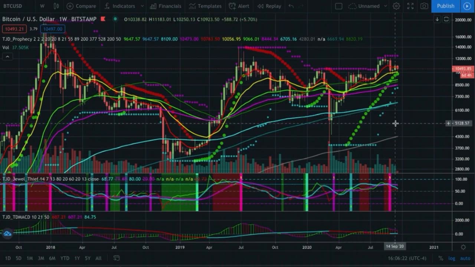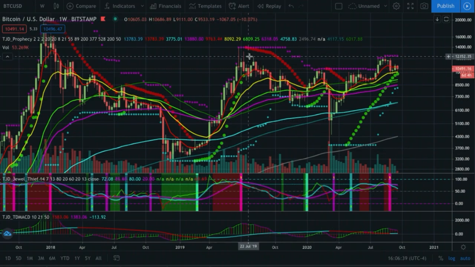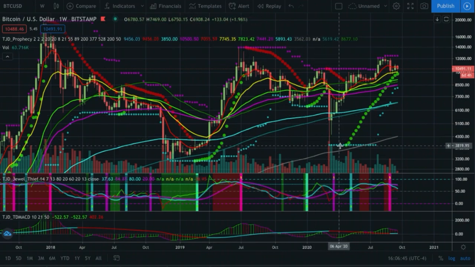Now here on the weekly, you will notice that we got from the distribution zone the hard sell signal, which is one of the most reliable signals in crypto. It does not mean we can't come back up and retest the highs, but the last time we got that sell signal, we came down, retested, failed, and then got continuation, and we went all the way from that 13,700 range down here, all the way down to 3,800.